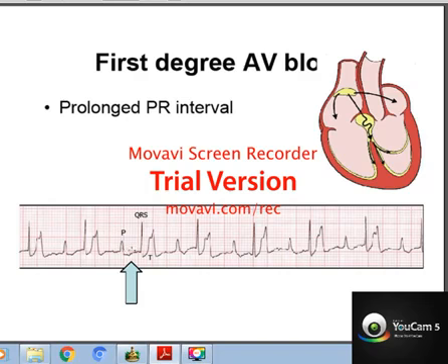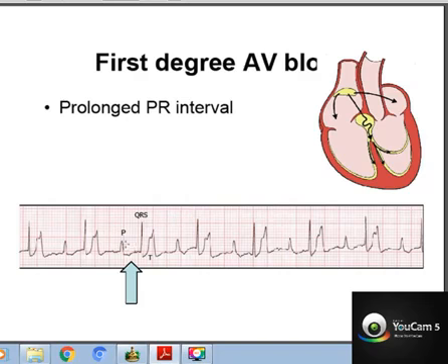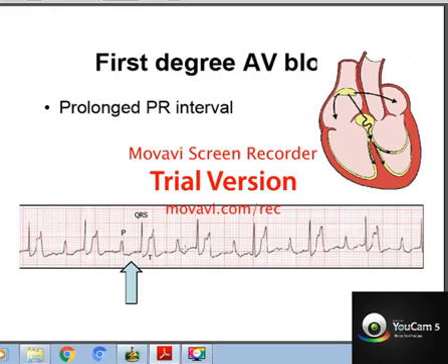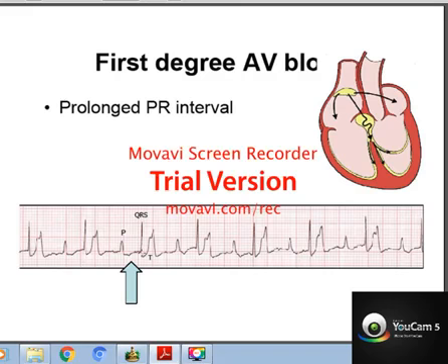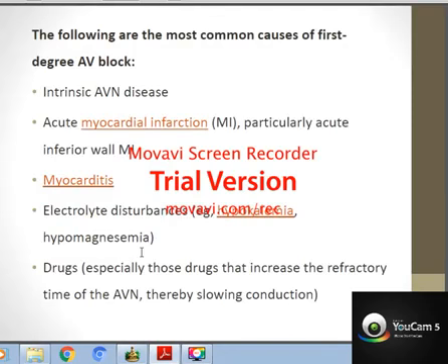It is more than 4 small blocks. Usually it should not go more than 4 small blocks. That is the difference, 0.12 to 0.20. Every small block is 0.04 seconds. So if you count, it should not go more than 4 blocks, but here it is 1, 2, 3, 4, 5, 6, 7 and almost 8 blocks long. In first degree heart block, the rate will be around 60s, but the PR interval will be long.